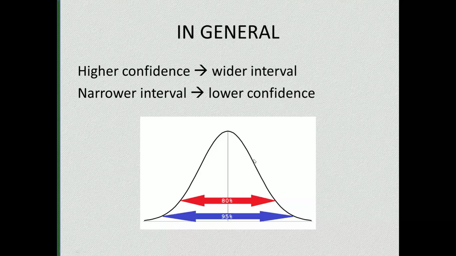Notice what's happening here. An 80% confidence interval will give us a narrower interval. It's a narrower interval, but it's one we're less confident about. To have more confidence, we've got to cover more possibilities, but that gives us less precision, a wider interval.